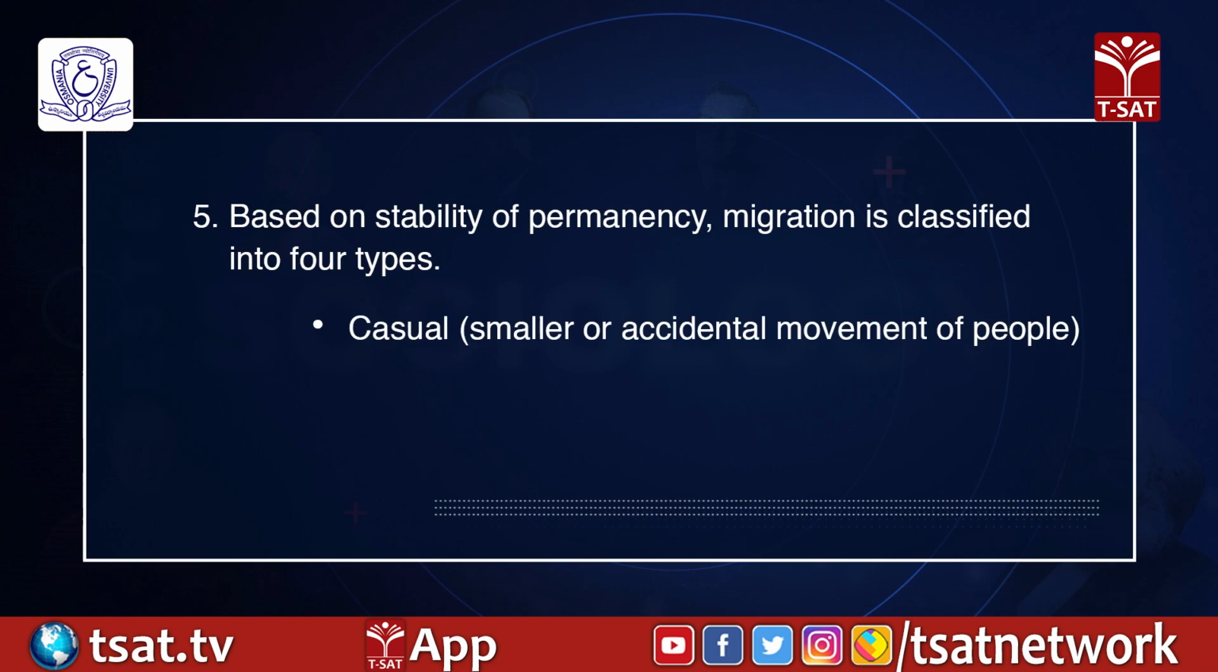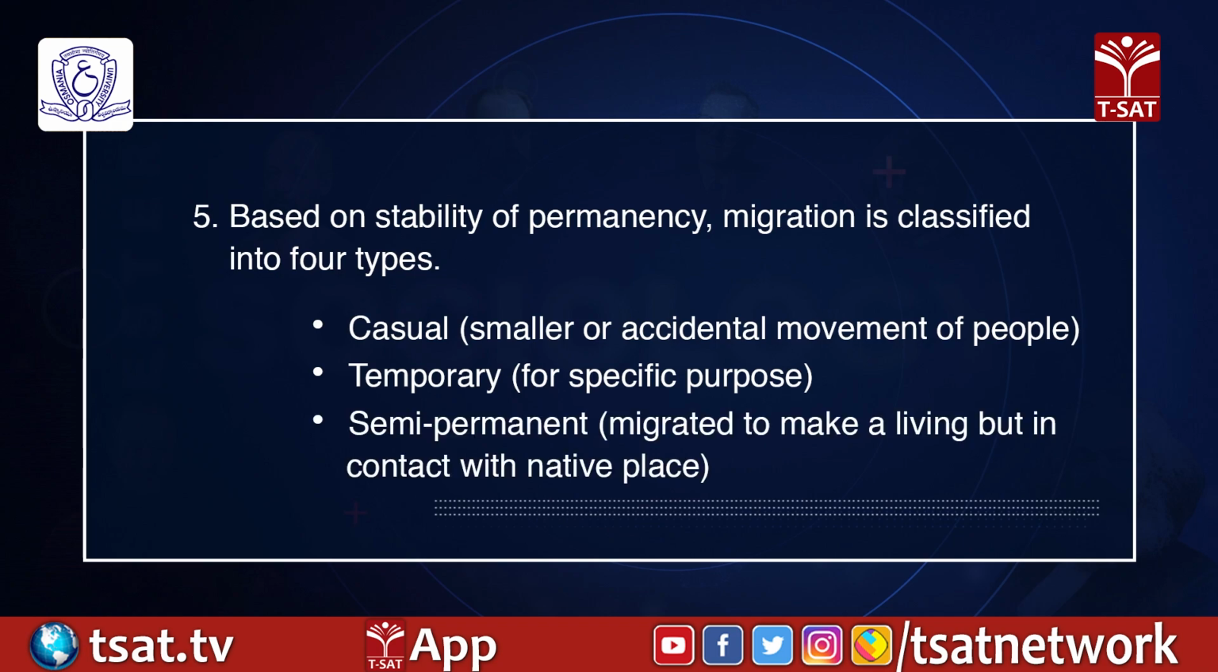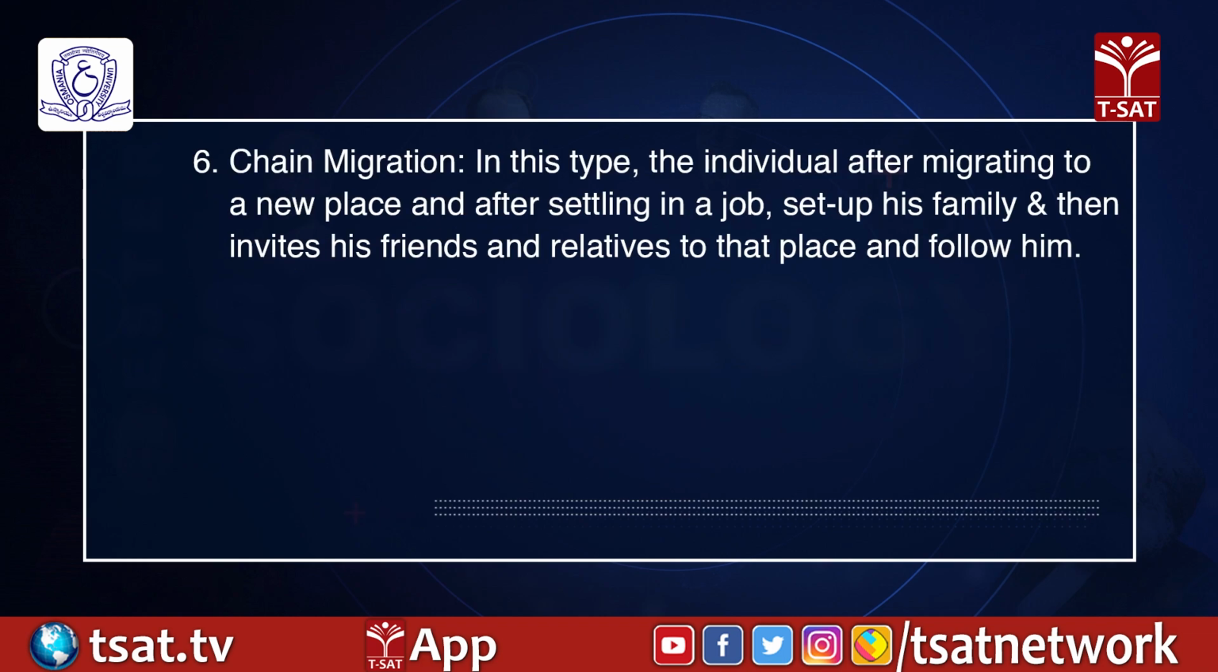They are casual or accidental movement of people, which is done in smaller groups for a specific purpose. Second one is semi-permanent. People are going to migrate to a place but in contact with the native people, and permanent migration, my dear friends. The next one is chain migration.